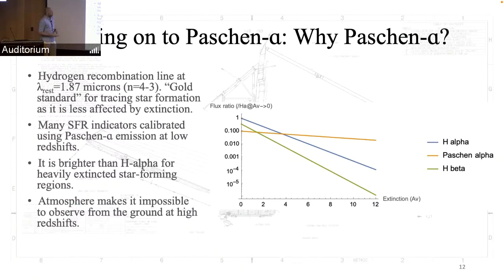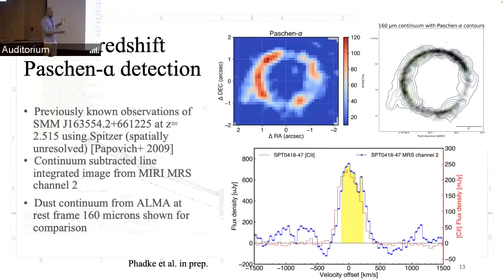And this has been really difficult, since from the ground it's really impossible to observe at that wavelength. We had Spitzer, and there is one data point at redshift 2.5, which was unresolved. So this is the highest redshift Paschen alpha detection that I know of, unless somebody else comes up later and gives a redshift 10. So I don't know. But this is really amazing. It's spatially resolved. Thank you. And you can see different regions getting brighter in Paschen alpha.